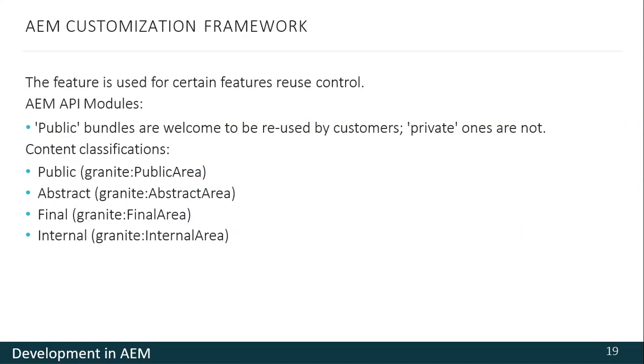On this slide, you can see the AEM customization framework, a new feature of AEM 6.4. The framework consists of two parts, API surface and content classifications. Let's take a look at them. API surface: from AEM 6.4, AEM bundles are not supposed to be used by a customer unless marked as private or public. This has nothing to do with the Java private, protected or public modifiers.